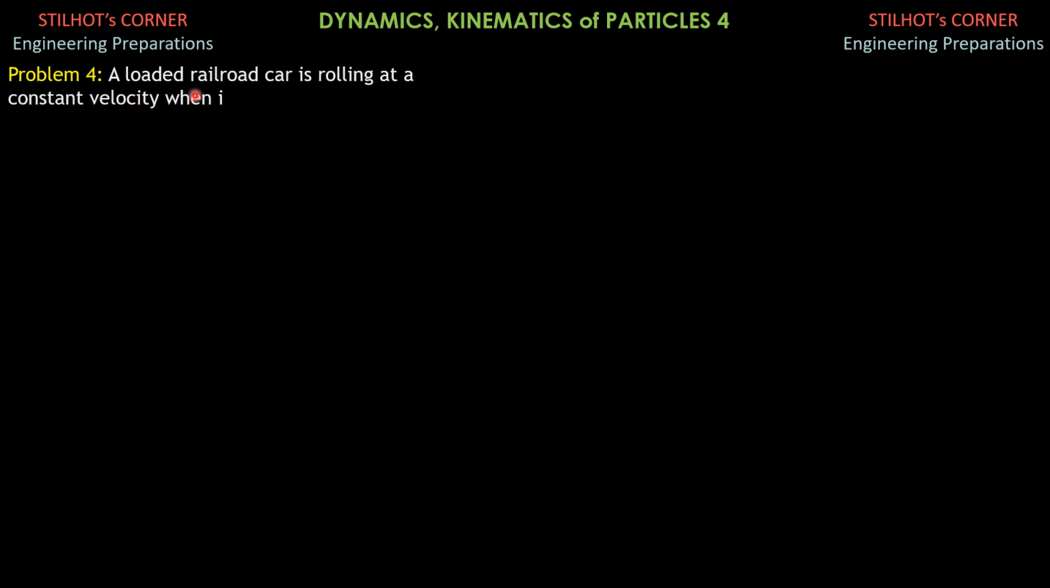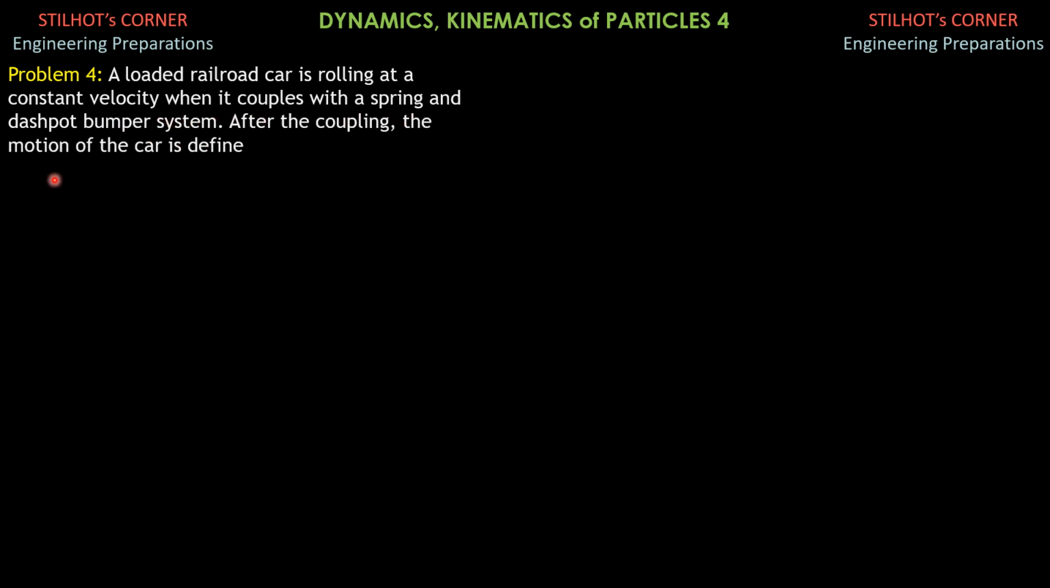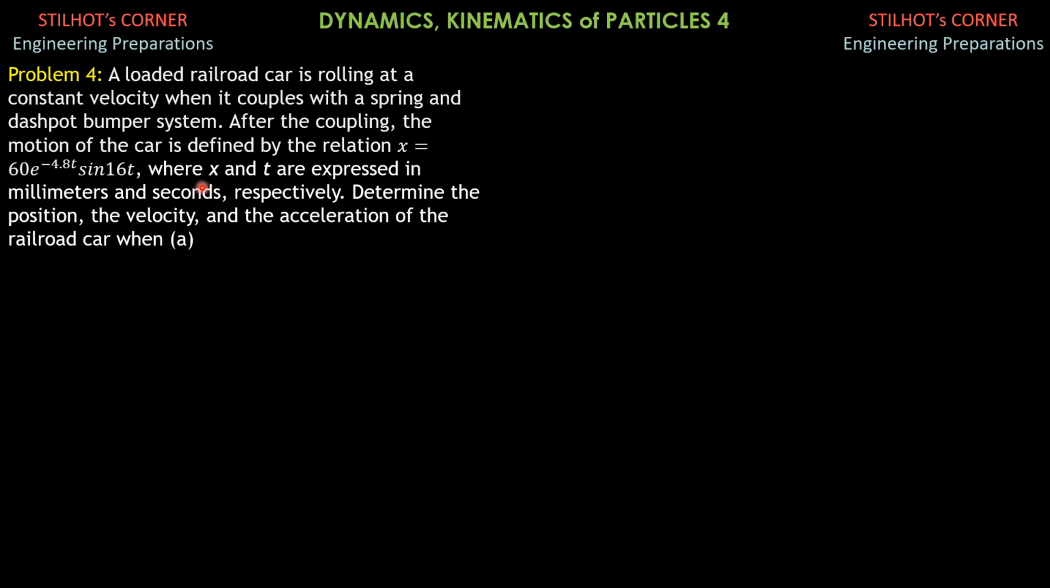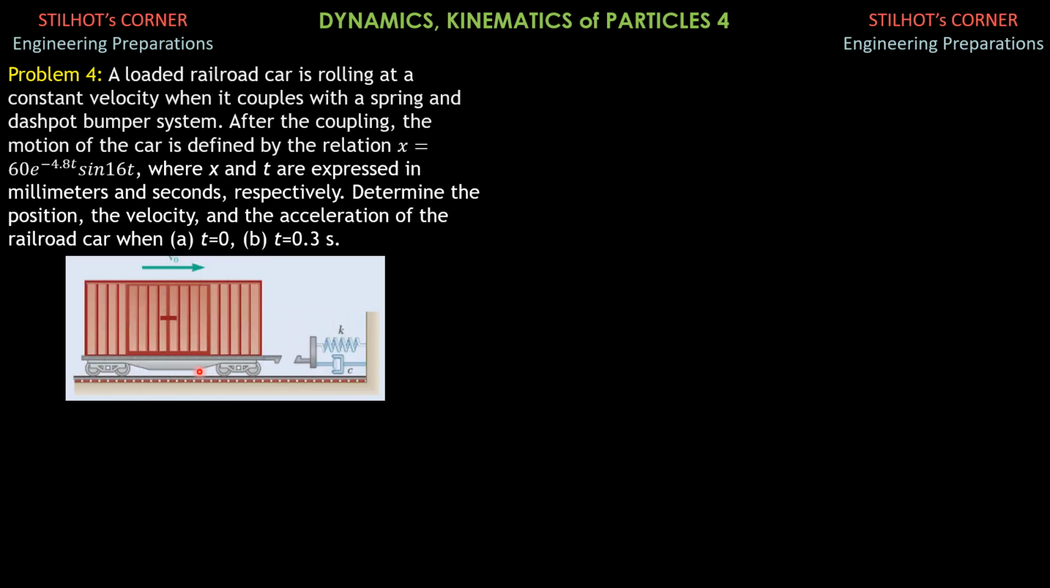Problem 4. A loaded railroad car is rolling at a constant velocity when it couples with the spring and a dashpot bumper system. After the coupling, the motion of the car is defined by the relation x equals 60 e to the negative 4.80 sine 16t, where x and t are expressed in millimeters and seconds respectively. Determine the position, the velocity, and the acceleration of the railroad car when t is 0 and b when t is 0.3 seconds.